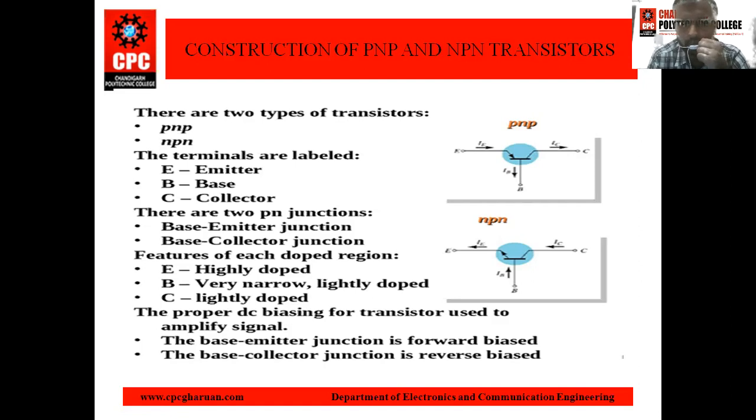Next is the proper DC biasing. There are four ways in which the transistor is connected. First, when the base emitter junction is forward bias and the base collector junction is reverse bias, that is known as the active region. Cutoff region means both junctions are reverse bias, that is, the base emitter junction and the base collector junction are reverse bias. Saturation means both junctions are forward bias, that is, the base emitter junction and the base collector junction are in forward bias condition.